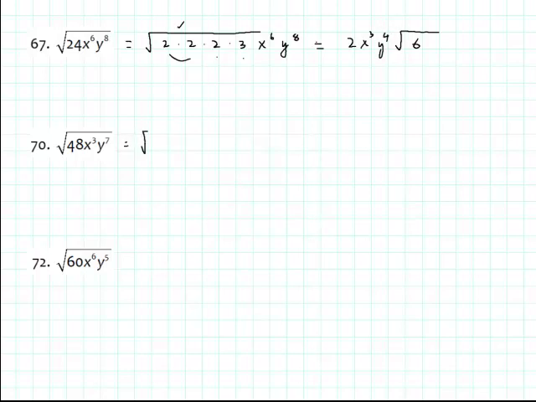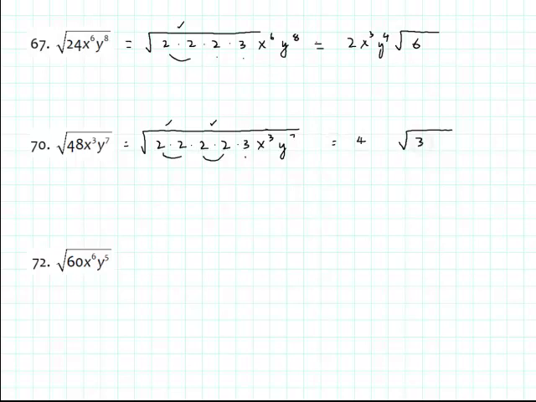48 is 2 times 2 times 2 times 2 times 3. Very easy thing to do with your calculator. 2 2's go together to make a 4, you can work that out. 2 more 2's go together to make a 4, you can work that out. Unfortunately, this 3 will stay inside. So 2 2's coming out. 2 times 2 is a 4.